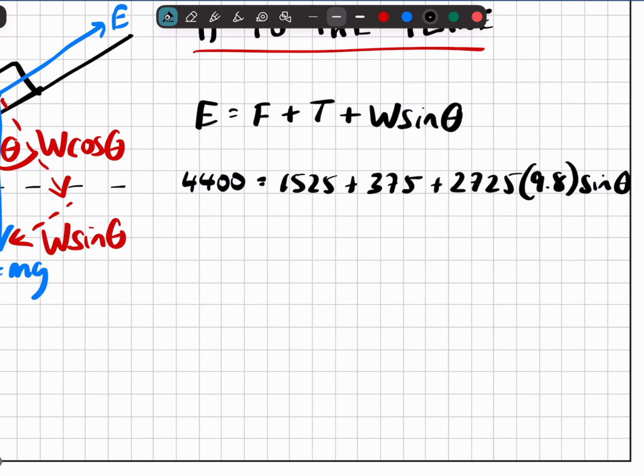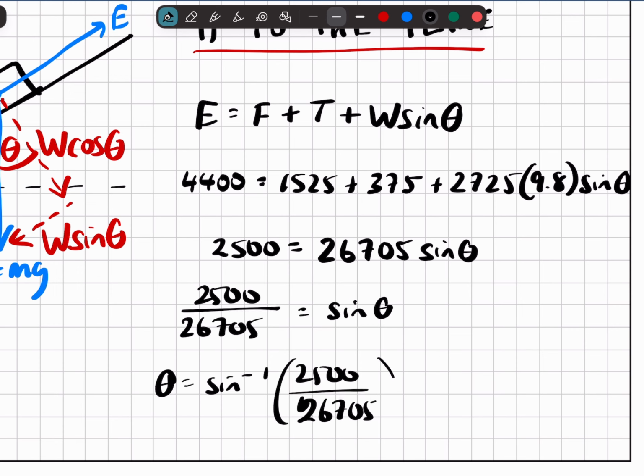Now that I have that done, get everything over to the left. So 4,400 minus 1525 minus 375. I get it to be 2,500 equals, I'll just do that 2725 multiplied by 9.8. I get 26705 sine theta. So theta to be 5.37 degrees, and I'll take it to 2 decimal places.